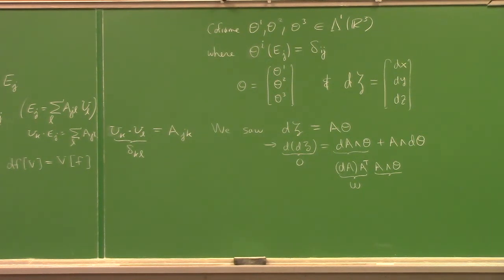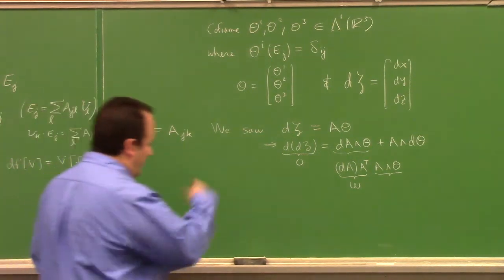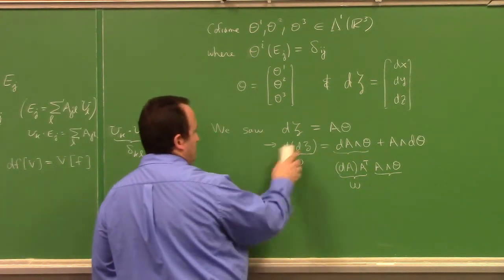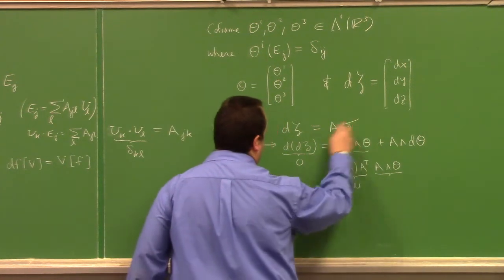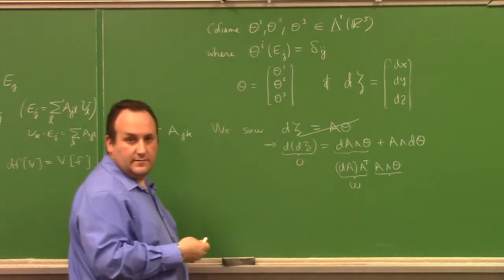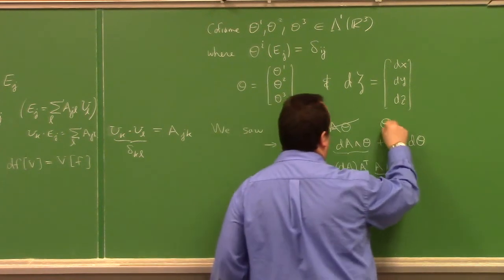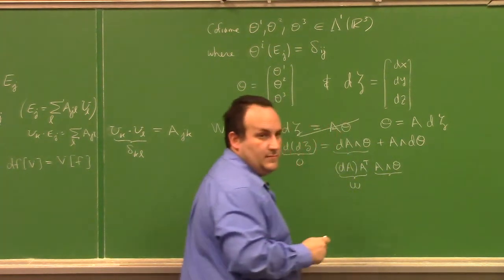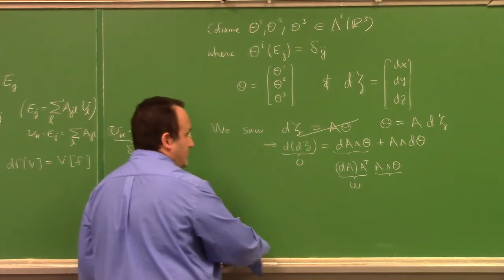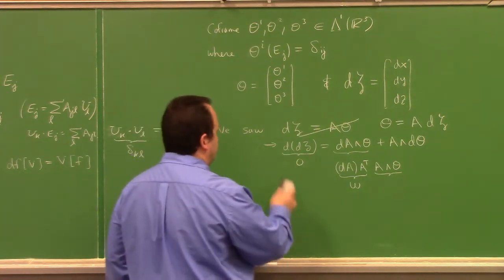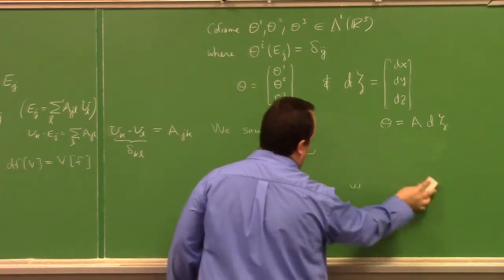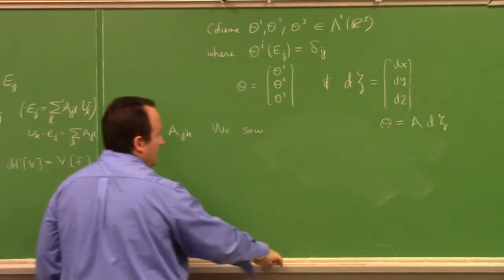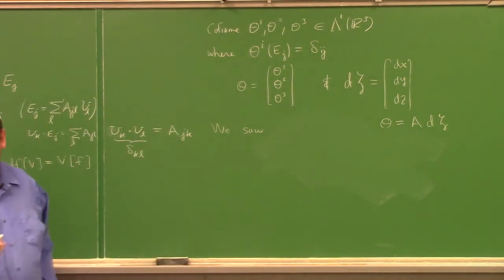Oh, I've got it backwards. I'm an idiot. Look, this is wrong. This right here is what's wrong. It's the other way around. It's that theta is equal to A d zeta. Sorry about that. So what that means is that the coframe is related to the dx, dy, and dz in the same way that the frame is related to u1, u2, and u3.